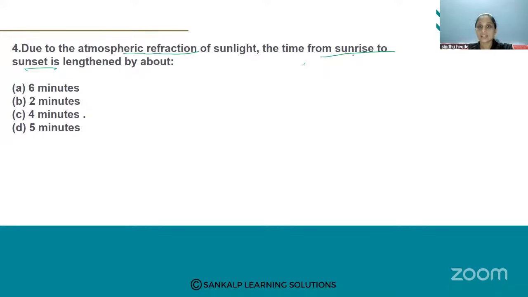We know that advanced sunrise takes place in 2 minutes, right? Sunrise looks like 2 minutes before and sunset looks like 2 minutes after. It totally becomes 4 minutes. So due to the atmospheric refraction of sunlight, the time from sunrise to sunset is lengthened by about 4 minutes. This is totally 4 minutes.